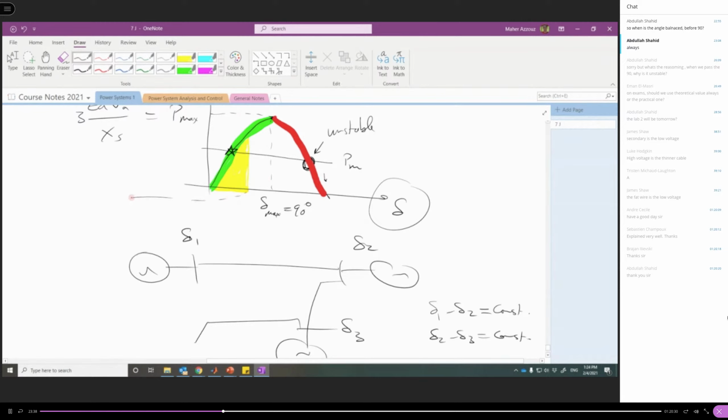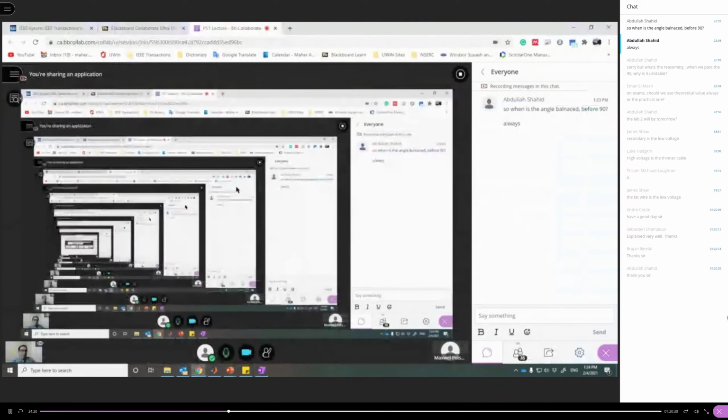So delta maximum here, I'm going to call it delta practical, is less than or equal to 45 degrees. We have to keep a margin here, guys. This is a margin that we have to keep for any sudden load increase or any large disturbances that may disturb the system. We have to keep this margin to accommodate any sudden changes in the loads, or a sudden outage in a line or another generator in the system and so on. So we have to keep a margin.